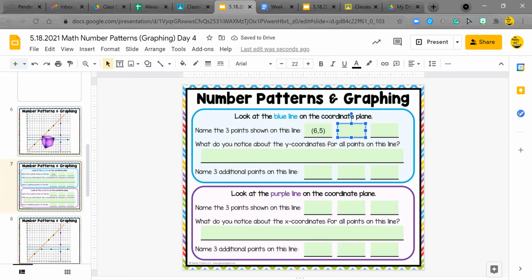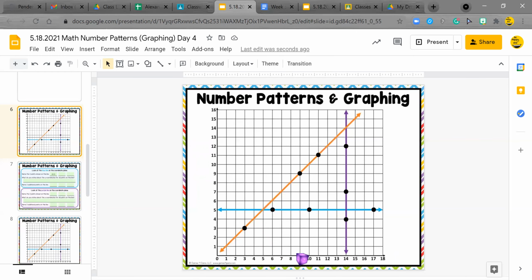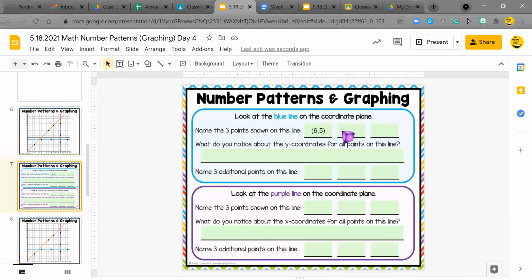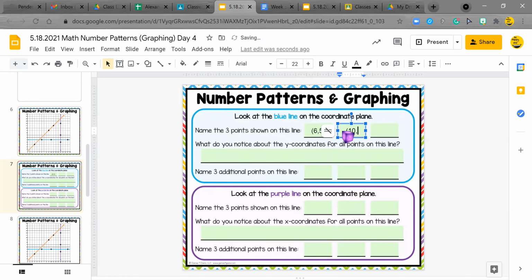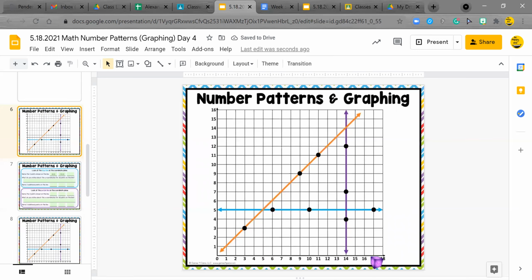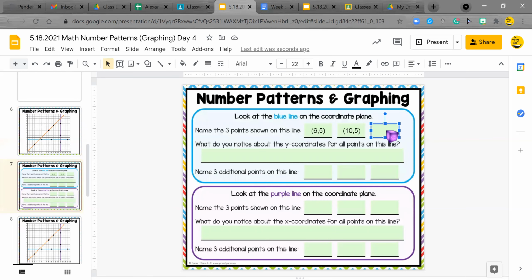I'm going to go to the next one. Walk over 10, 5. Okay, there's a third point. Let's go look. Walk over 17, 5. Okay, that was kind of easy, kind of nice. What do you notice about the y coordinates for all the points on this line?